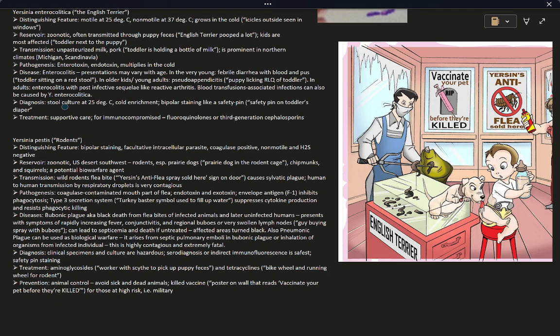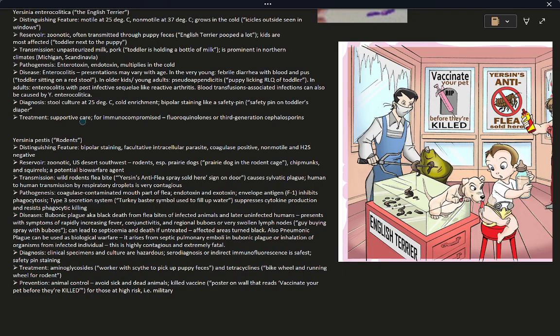houses, you want to utilize stool culture at 25 degrees Celsius because this is the optimum growth temperature for Yersinia enterocolitica. And also do the cold enrichment procedure. You can also do bipolar staining that resembles a safety pin structure. So to remember this, think about the safety pin on the toddler's diaper that we see over here.